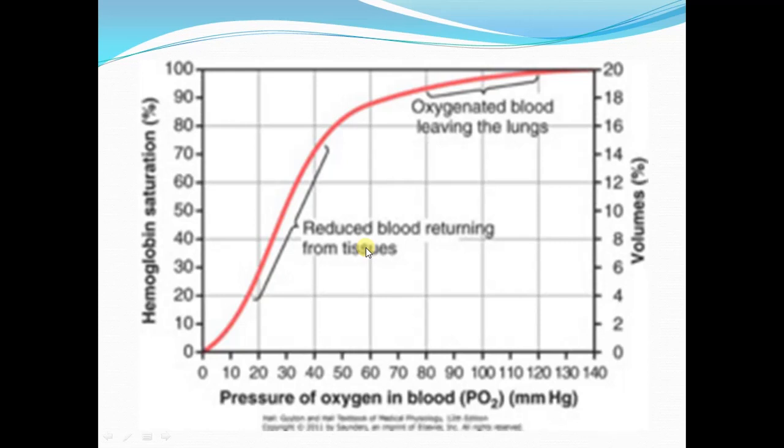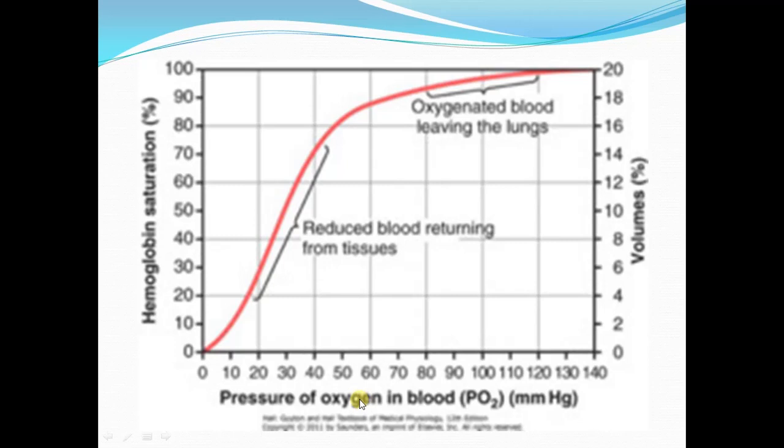Now this is the oxygen hemoglobin dissociation curve. In this curve, on the x-axis we have different values of partial pressure of oxygen in the blood, given in millimeter of mercury, and on the y-axis we have percentage saturation of hemoglobin, meaning the hemoglobin which is bound with oxygen, given in percentage. So it shows the relationship between the percent saturation of hemoglobin and partial pressure of oxygen.